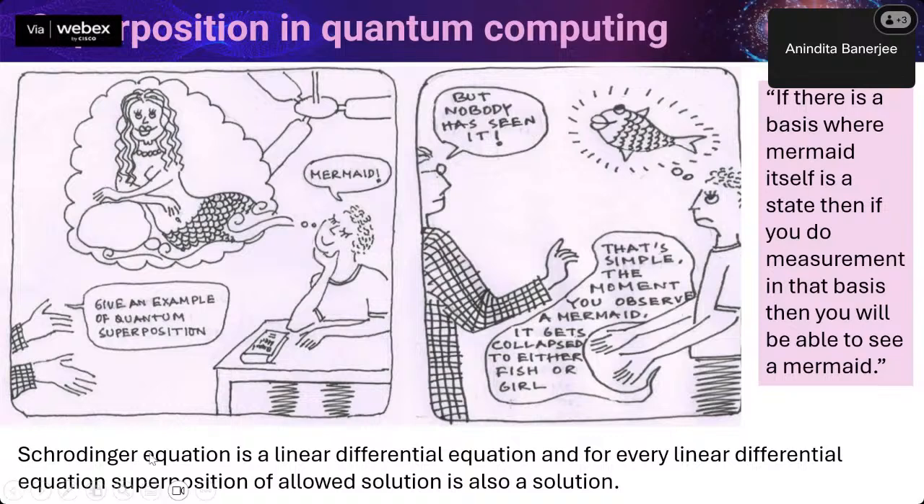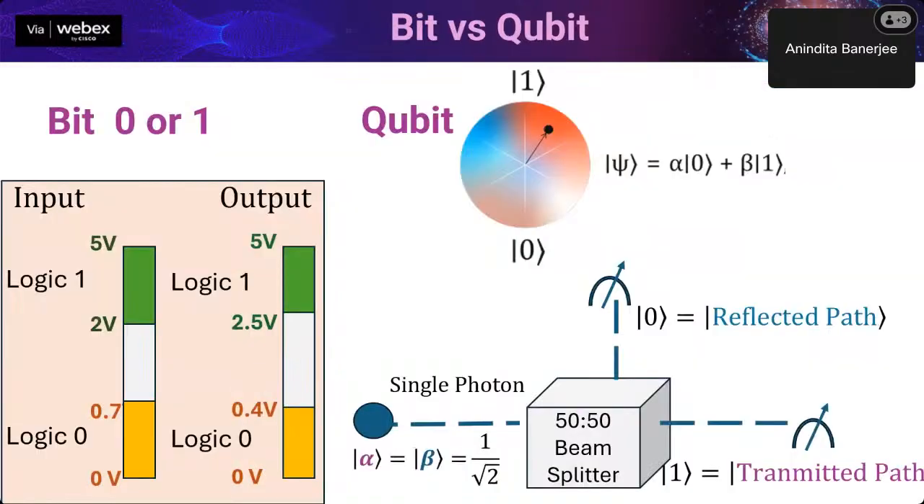Now, when you're talking about superposition, Schrodinger's equation is actually a linear differential equation. So superposition is inherent, but that is not the classical one. This is a quantum superposition. Superposition exists in the classical world, but when I'm talking about superposition in the quantum world, it is accompanied by the wave function collapse.